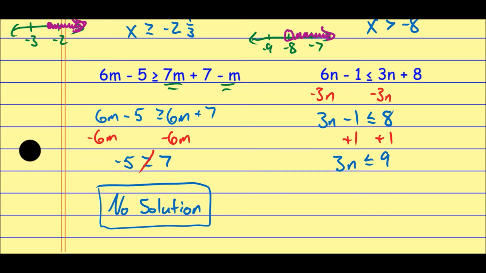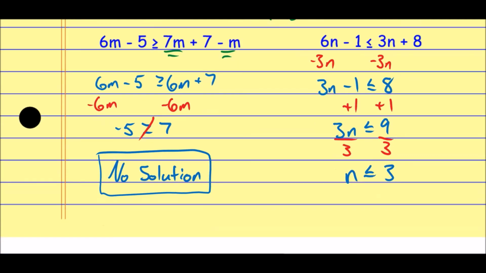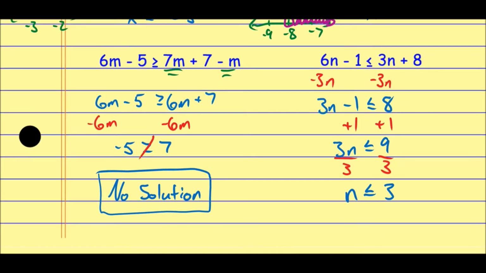And now I undo multiplication by dividing. So I divide each side by 3. Once again, the thing I just divided by was a positive. So the inequality sign remains the same. Okay? And now once again, if I graph this thing, draw a quick sketch of the graph.